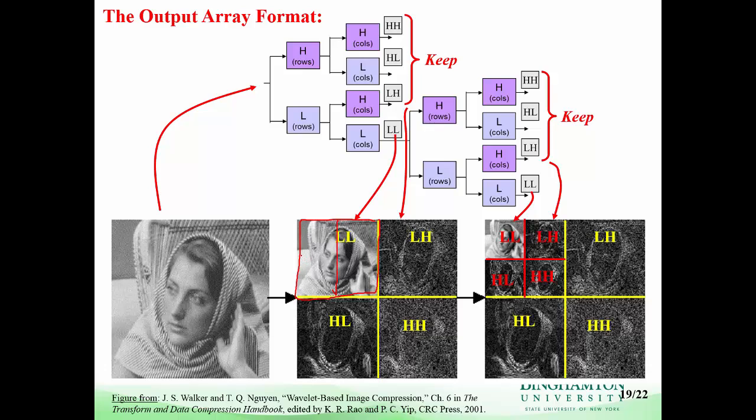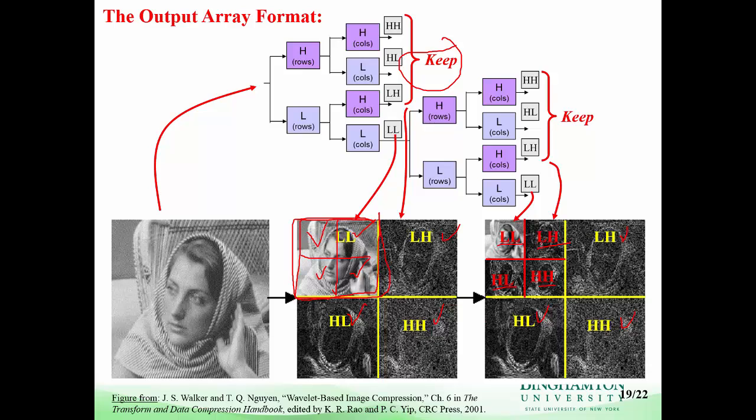Split that in half, split that in half. So this came from here directly. This came from here directly. This came from here directly. That's the keep part. And then what? We took this thing here and we processed it into 4 parts. LH just gets placed right here. HH gets placed right here. HL gets placed right here. And LL gets placed right there.